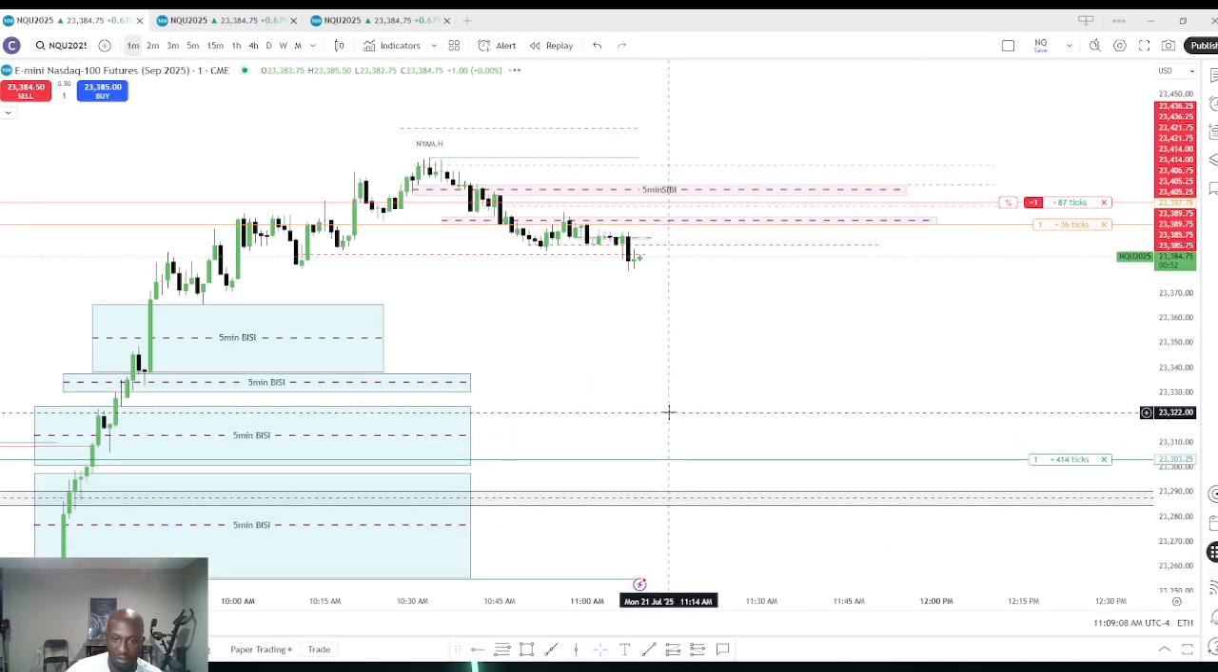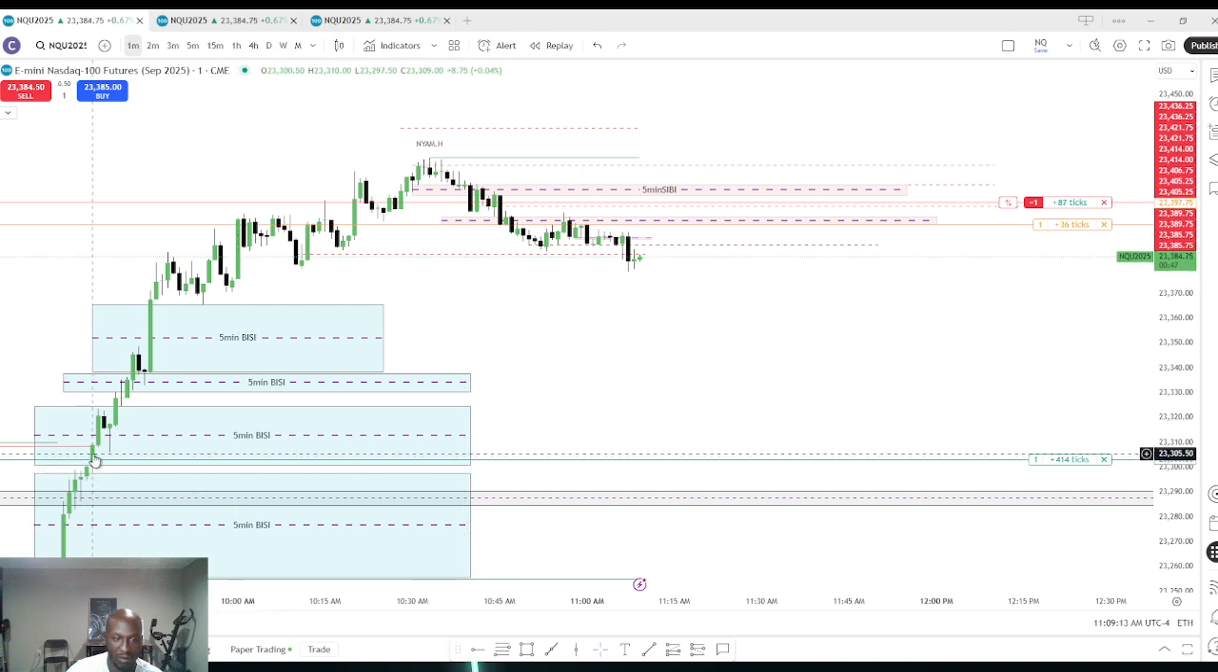And the only reason I'm going down there is because that is the first presented fair value gap after the open.